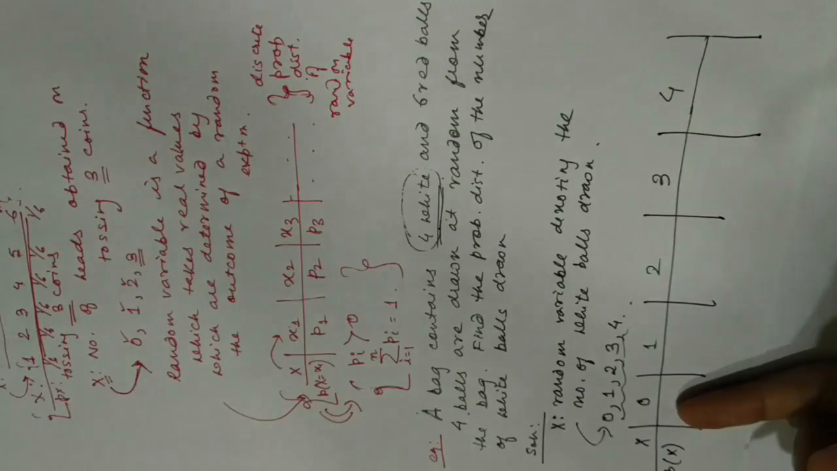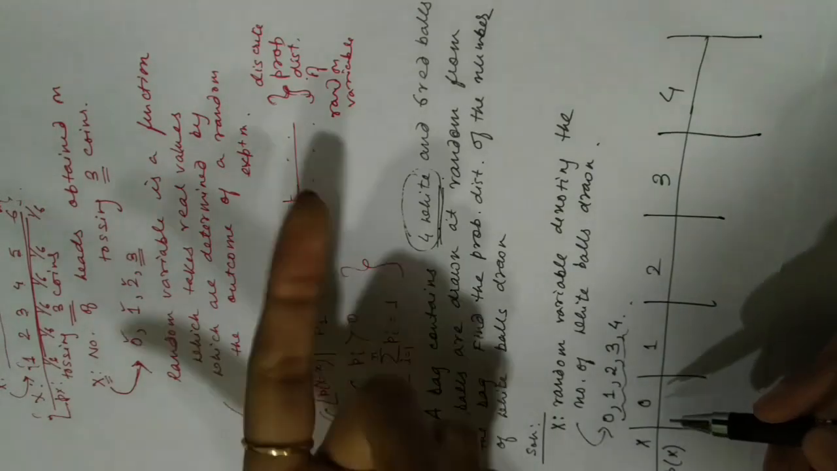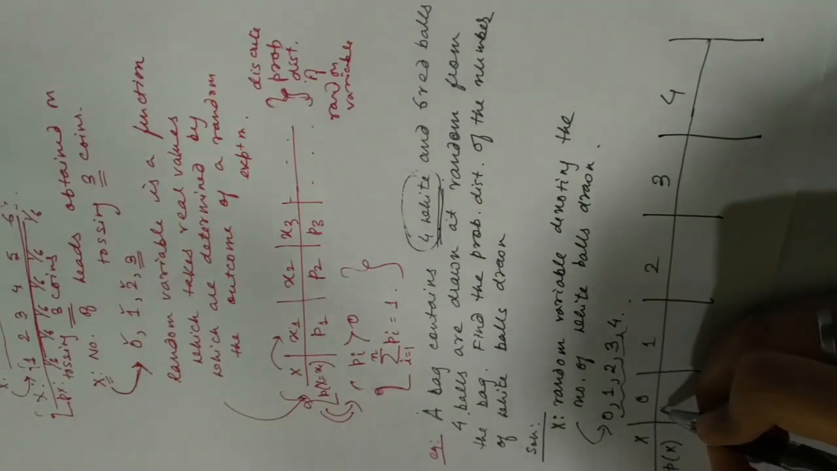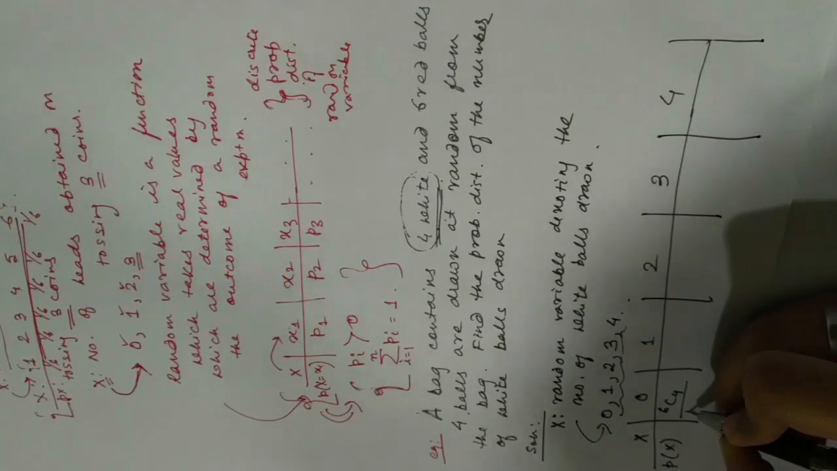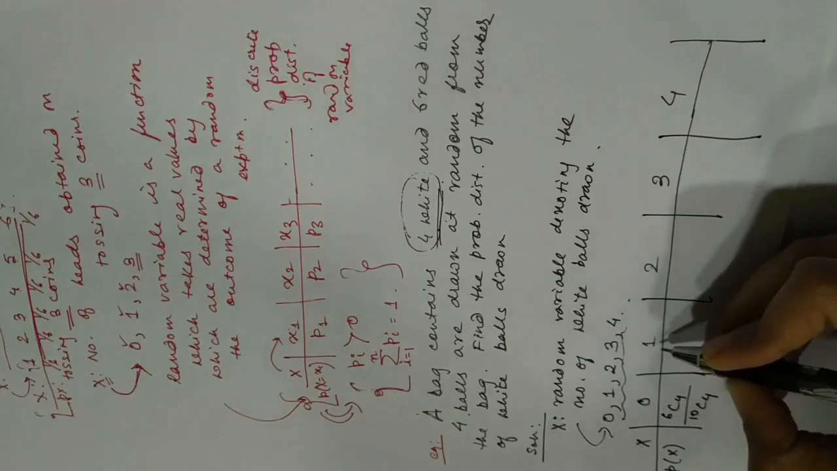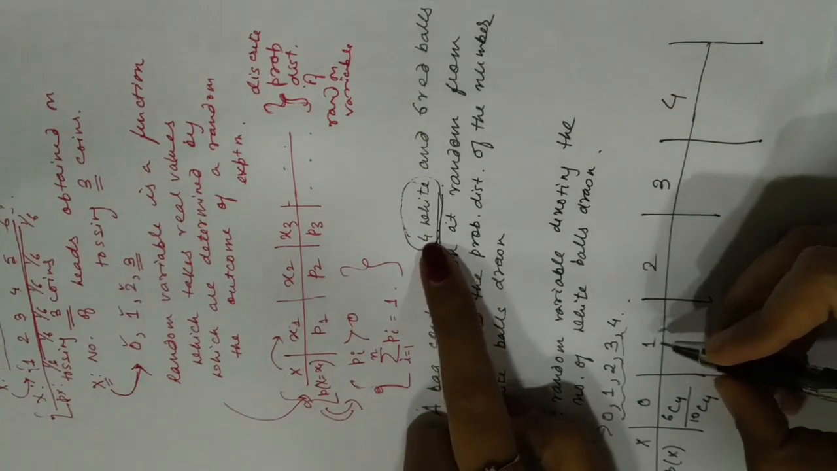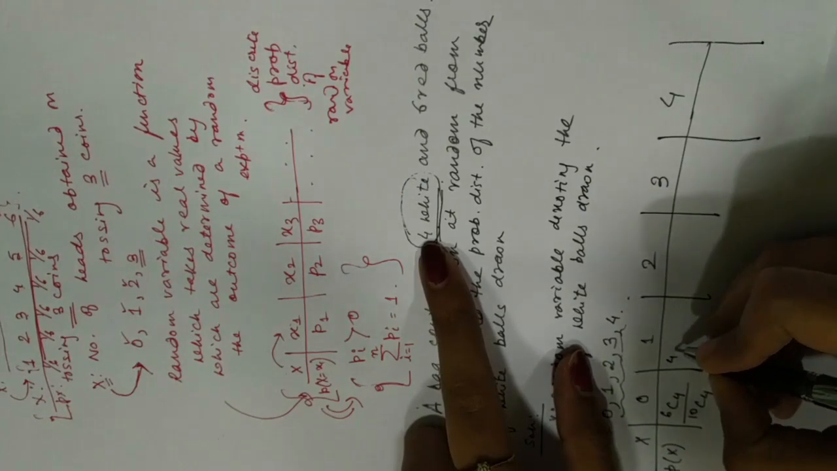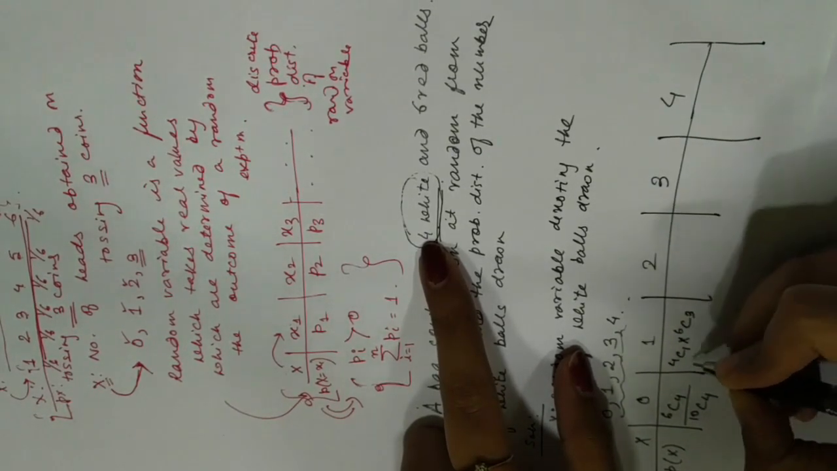Considering that we are drawing 0 white balls, that means all the balls are red. So drawing 4 red balls out of 10 balls, this is the probability. Now the probability of drawing 1 white ball means 1 out of 4 into 3 out of 6 red balls.